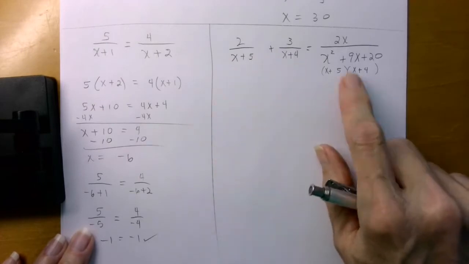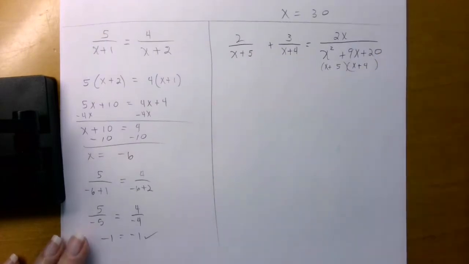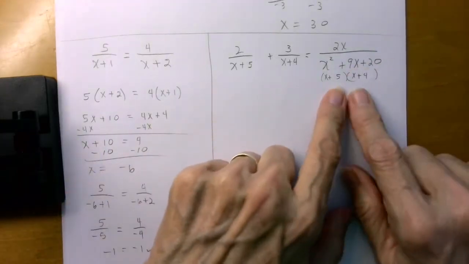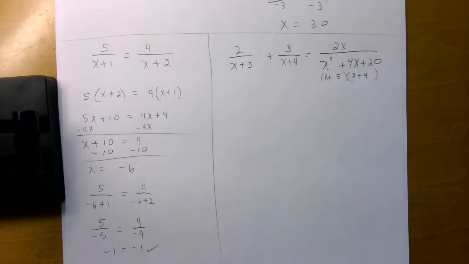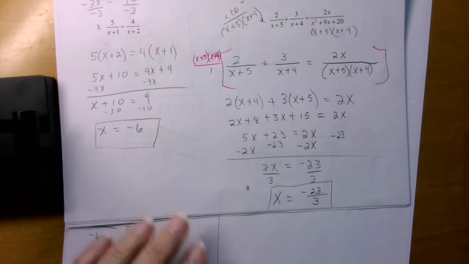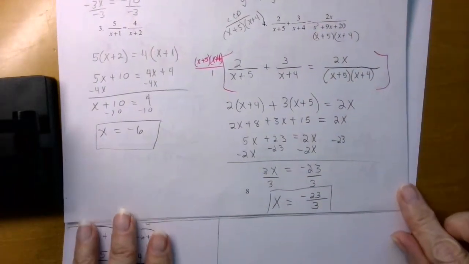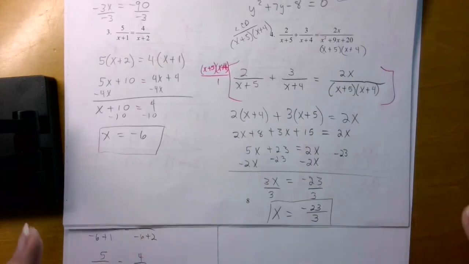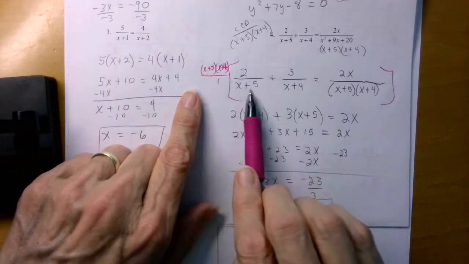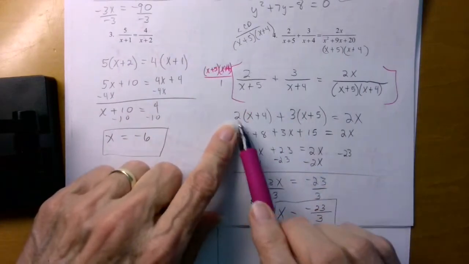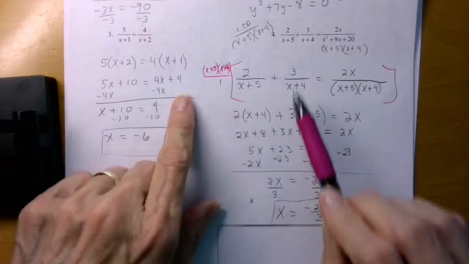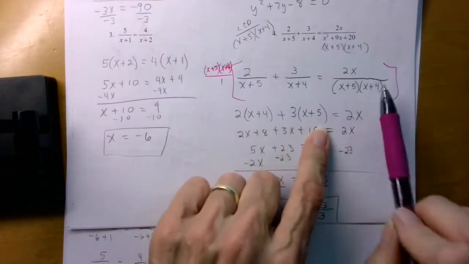And so for an LCD, we would multiply by this. And so usually how I would do that is I make great big brackets, and I use the distributive property, and I make sure that I do each one. Of course, here the x plus 5s are going to cancel out, so you'll have the 2 times the x plus 4. Here the x plus 4s will cancel, so you'll have the 3 times the x plus 5. Here both of those denominators will cancel into this, and you'll just get the 2x.